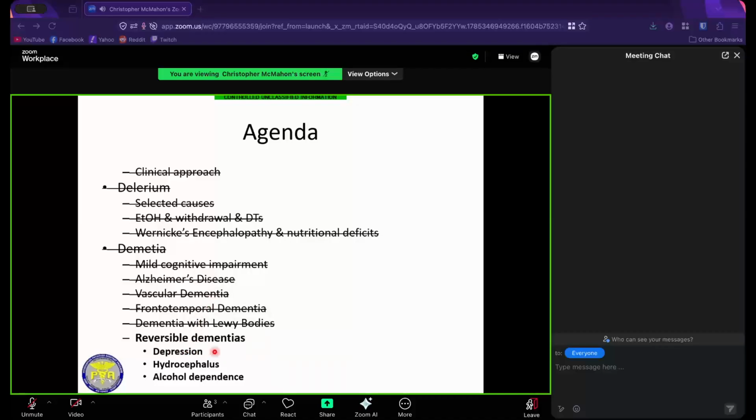I want to cover a couple of reversible dementias. I think I got less than 10 slides left. And I got 20 minutes until we're downstairs. So we'll finish up in the next 10 minutes here.